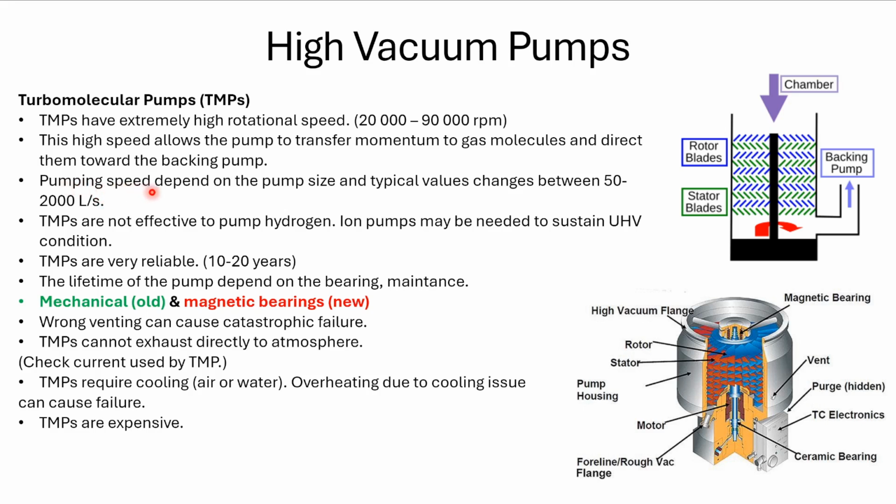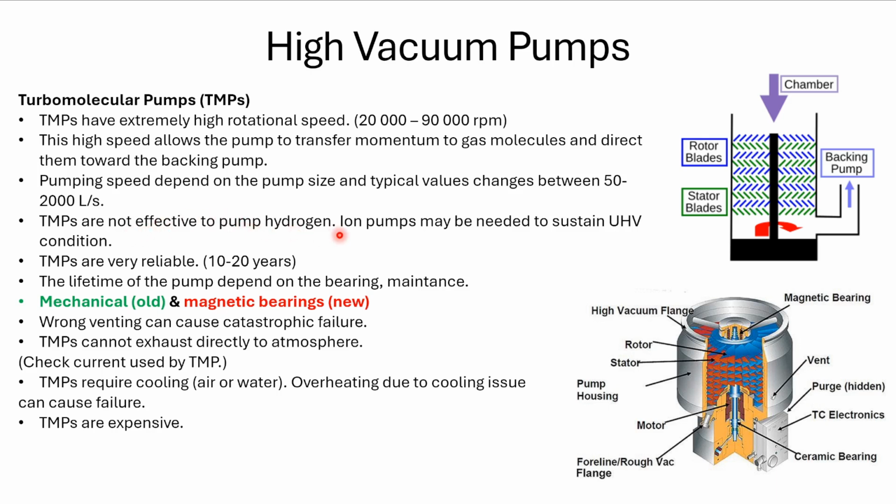Pumping speed depends on the pump size. Values range between 50 to 2000 liters per second. And pumping speed is pretty good for turbomolecular pumps so that you can perform sputtering very easily and effectively by using turbomolecular pumps. And turbomolecular pumps are not effective to pump hydrogen since hydrogen is very small.